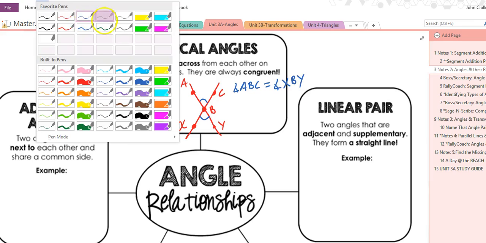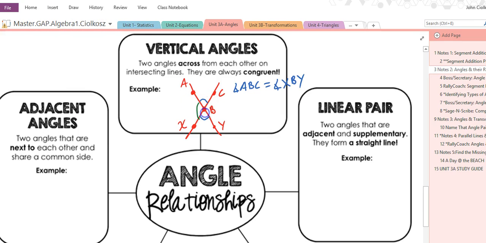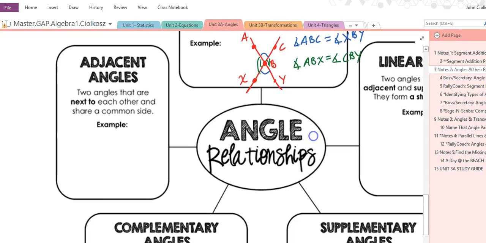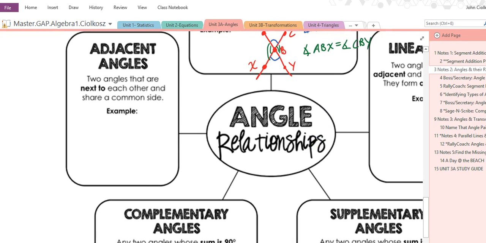Or going side to side, ABX, so angle, would be congruent to or equal to CBY. So the key idea of vertical angles, they're always going to be equal. Let's think about adjacent angles.